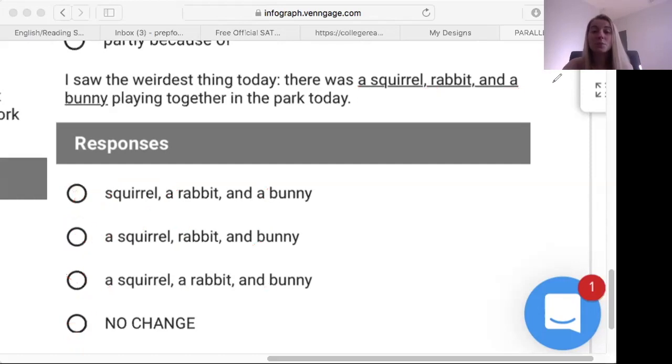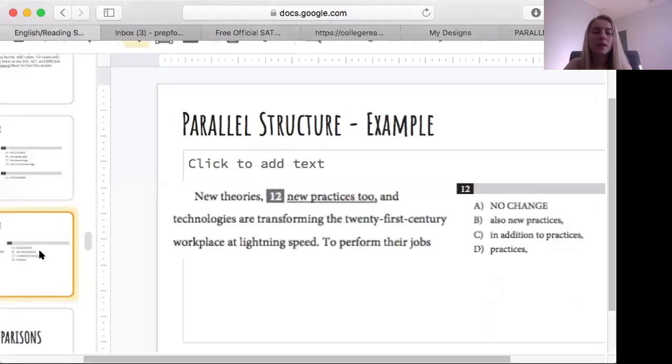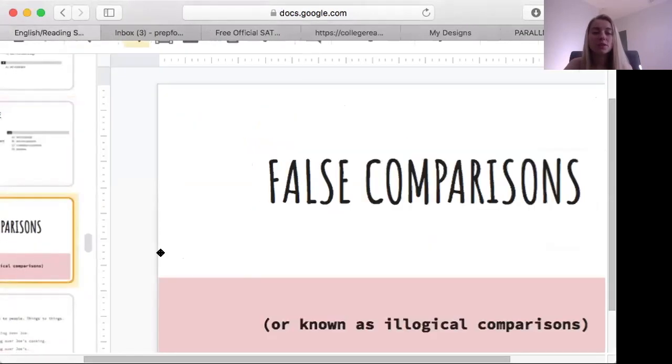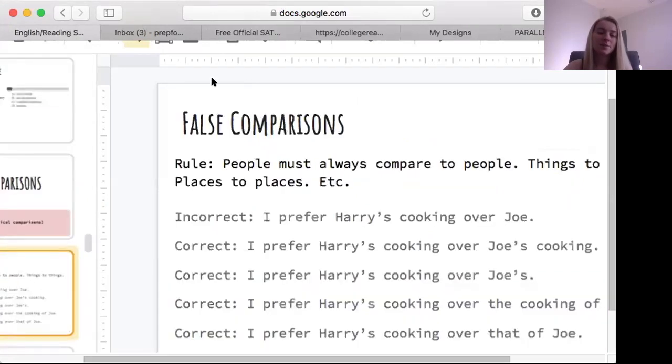Awesome. So this is a pretty big concept on the test. I almost guarantee that it will be on your test. So definitely take note of this. Now we just have one last topic that's called false comparisons. This topic is basically just making sure you're comparing the right topics on the test. So let's take a look at this.